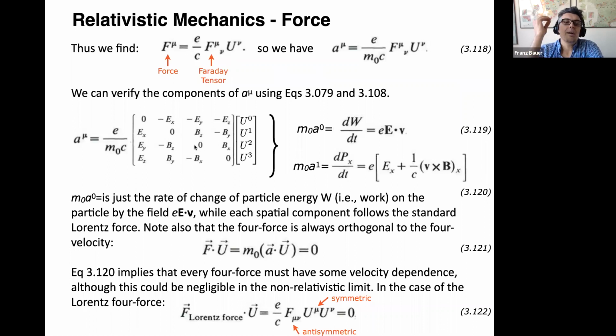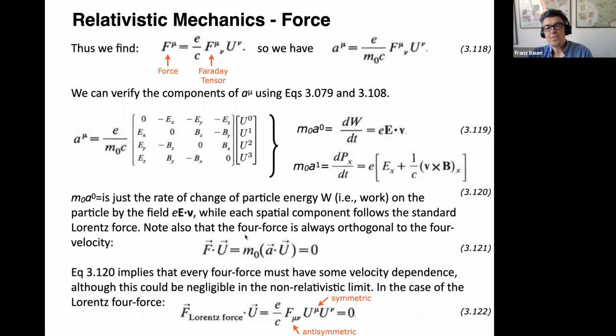So this thing ends up being just the rate of change of the particle energy, or the work. This is the rate of change of particle energy by the E field that is there, and this is why it is non-zero. The spatial component follows the standard Lorentz force. So we have this extra component, which is now the field doing work on the system, which we didn't necessarily have before, and which we have to take into account.